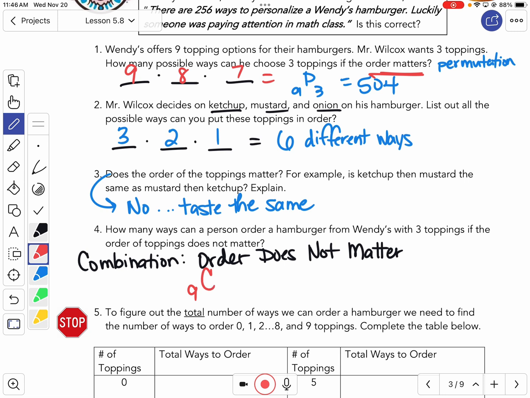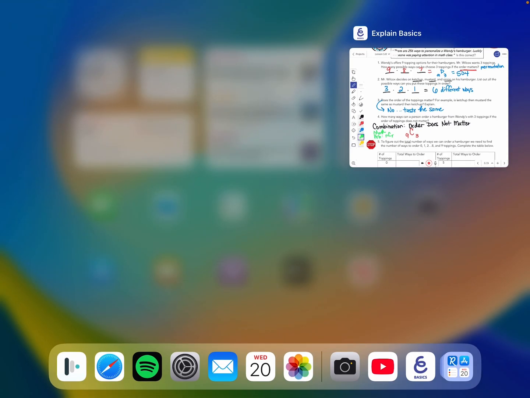So instead of a P, we're going to do a C. We're going to take 9 things and choose 3 of them. Okay, 9, choose 3. And the good news is we're going to get to it the exact same way we did the nPr thing from yesterday. All right, so to do that, we're going to go to math, probability, and this time we're going to choose nCr.